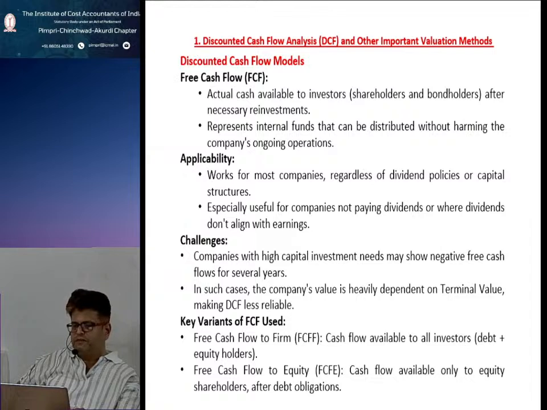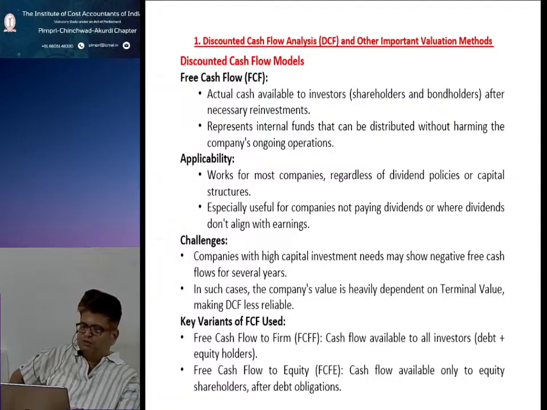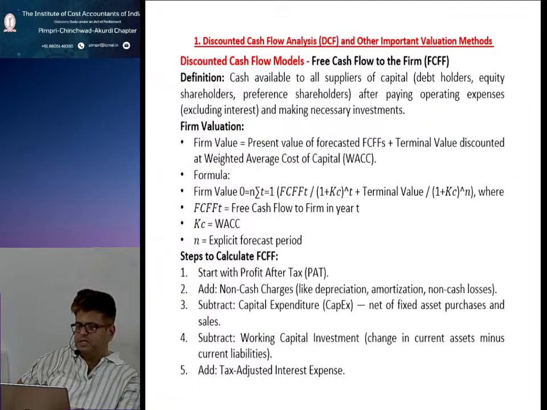Key variants: we saw FCFF, that is free cash flow to firm, which means cash flow available to all investors, debt plus equity holders. Free cash flow to equity, FCFE, which means cash flow available only to equity shareholders after debt obligations. Then we saw both the variants, wherein for free cash flow to the firm, the definition, how the firm valuation is to be done, the formula for FCFF. The steps to calculate FCFF include starting with PAT, add non-cash charges, subtract capital expenditure, subtract working capital investment, add tax adjusted interest expense.